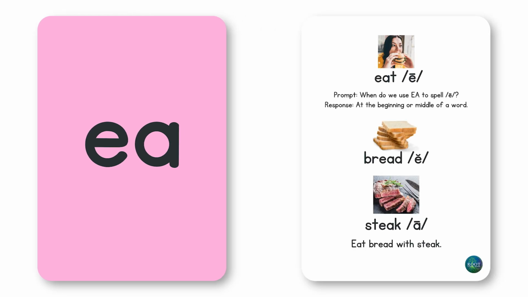Today we are going to learn that EA says E. One way that we remember this is we say, "EA, eat bread with steak." This is a phrase we use to show that there are three sounds that EA says. EA says E, EA says short E like in bread, and EA says A like in the word steak. So "eat bread with steak" shows my students that there are three sounds that EA makes. But this lesson focuses on EA says E.